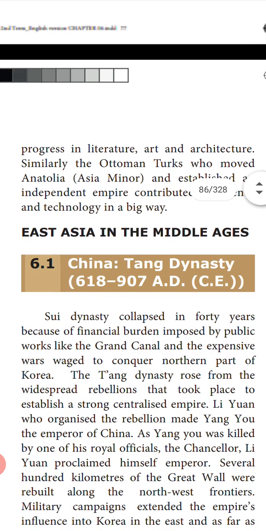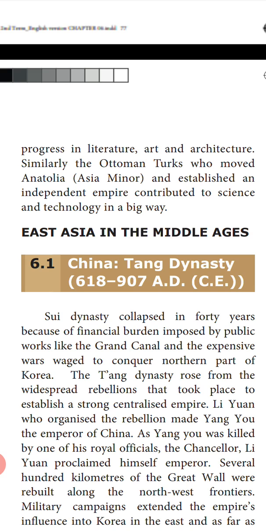Okay. Next is East Asia in the Middle Ages. East Asia, that is China and Japan, the countries of the Middle Ages and who ruled those areas. We have already studied about China. The first Chinese empire belonged to the Qin dynasty. Qin Shi Huangdi constructed the Great Wall of China. He captured the whole empire of China and constructed the Great Wall.